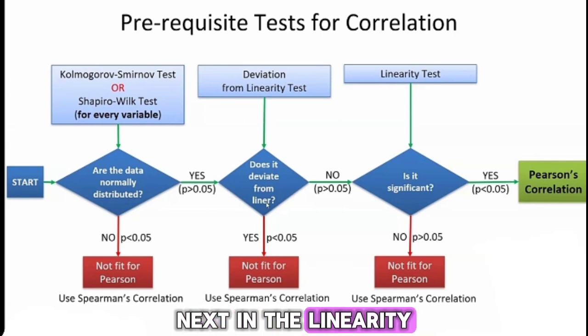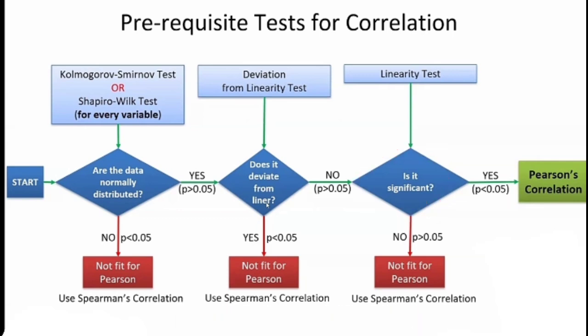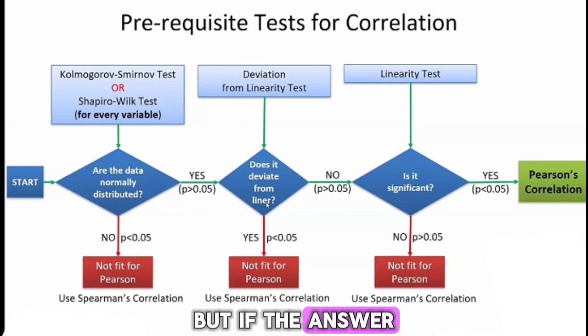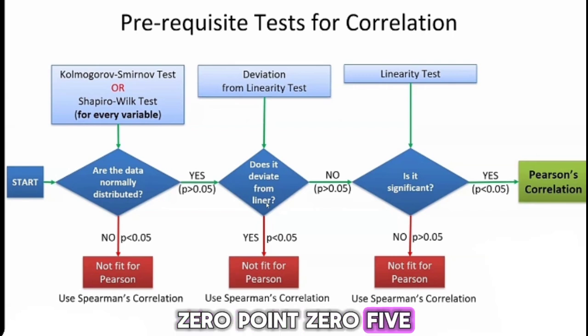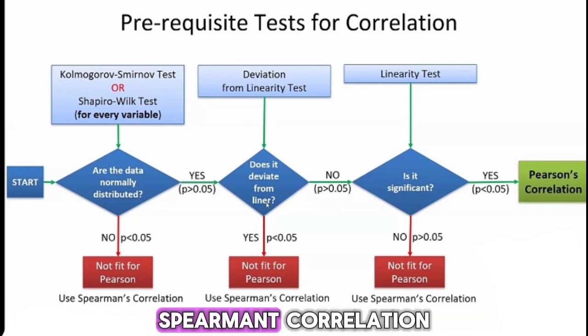Next, in the linearity test column, there is the question: is it significant? If the answer is yes, meaning the value is below 0.05, then we can use Pearson correlation. But if the answer is no, meaning the p-value is greater than 0.05, then we will use Spearman correlation.